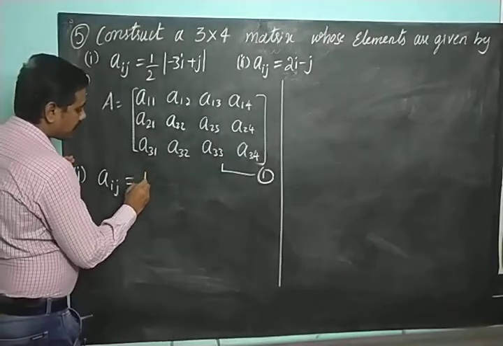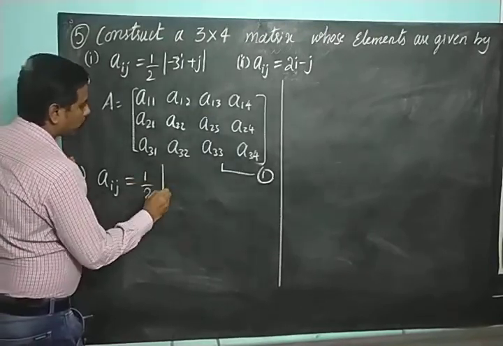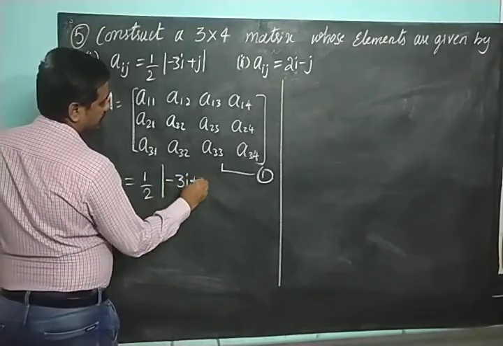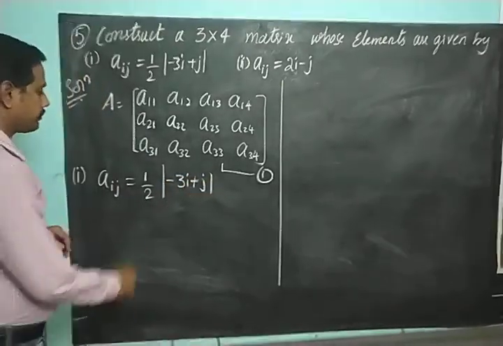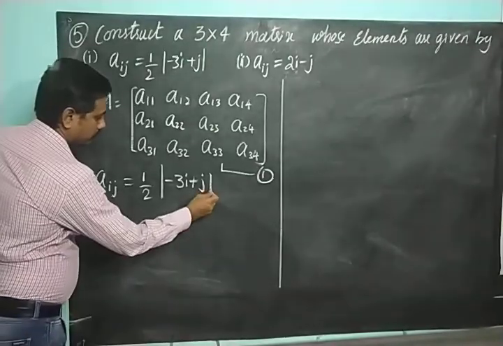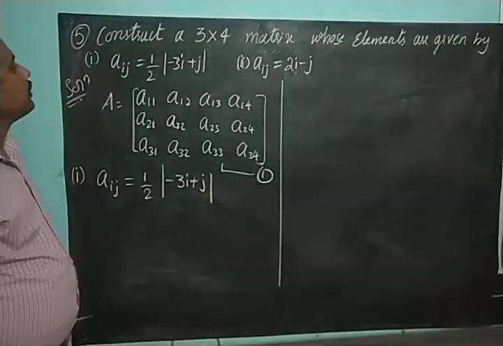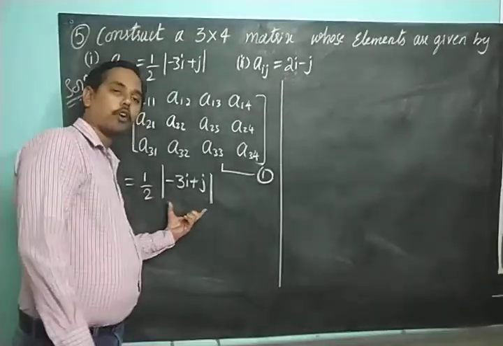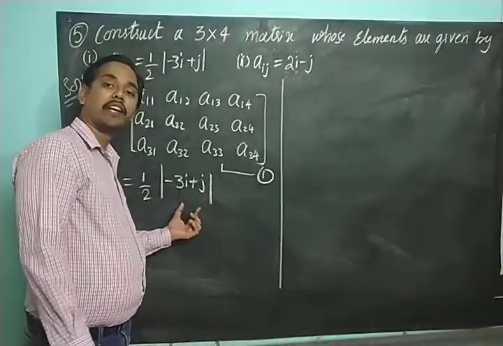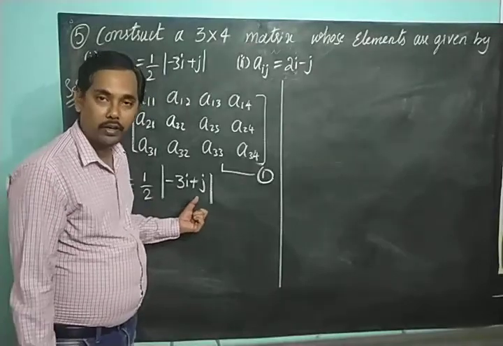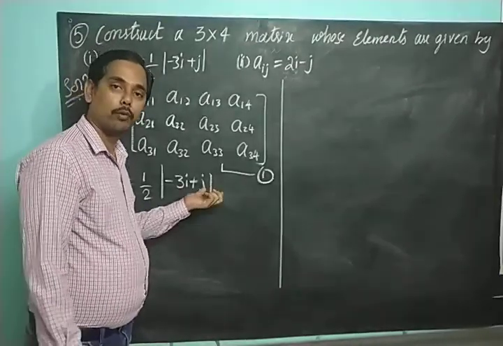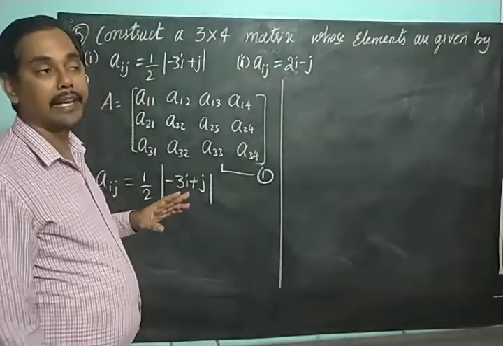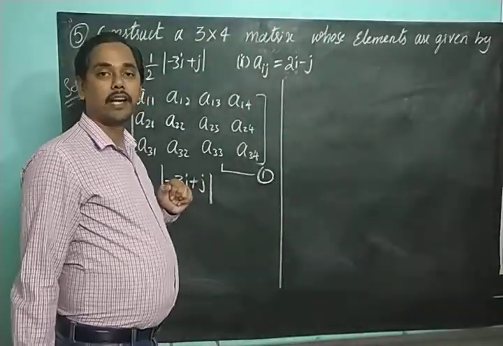Aij is 1 upon 2 into the modulus of minus 3i plus j. Okay. So now we need to substitute i as 1 and j as 1. Remember friends, we have mod here. Whatever value we get inside the mod, whether it is positive or negative, when we take out the mod, it should definitely be a positive number. Negative number should be discarded.